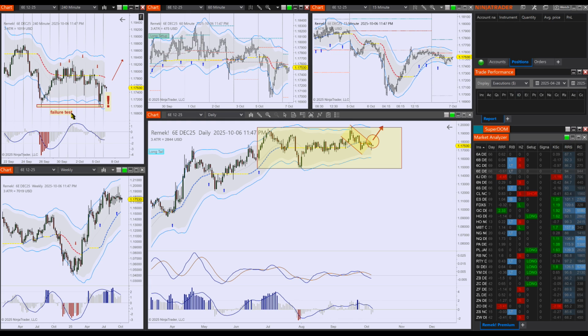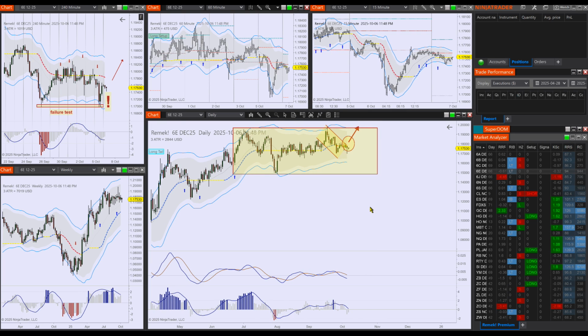Everybody needs to know what is a failure test, what it means, how to recognize one, and what is the information, the message that it's conveying to us. So this is a powerful setup to the long side. Think of it like a ping pong ball bouncing back. Price just doesn't want to be down here. And the bottom tail on the daily provides further clue.